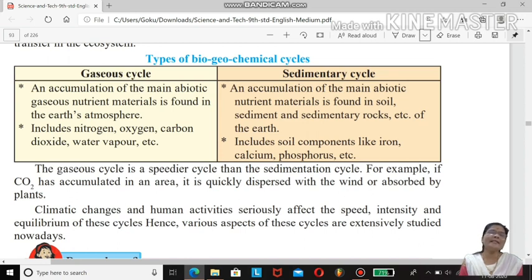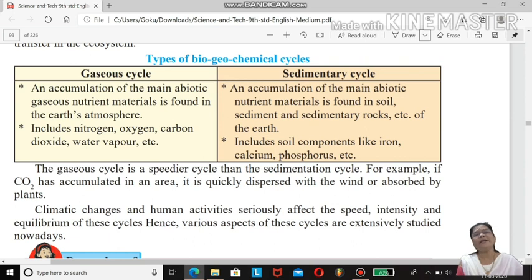Then what is gaseous cycle? An accumulation of the main biotic gaseous nutrient material is found in the earth's atmosphere. For example, carbon cycle, oxygen cycle and nitrogen cycle are included in the gaseous cycle.